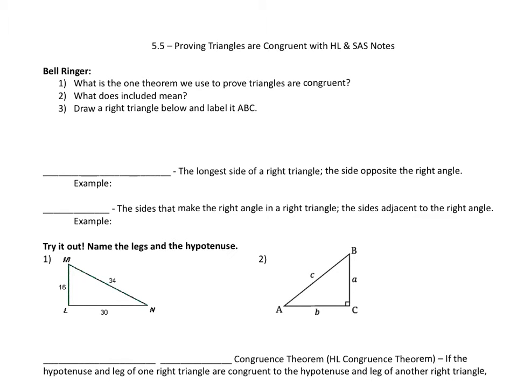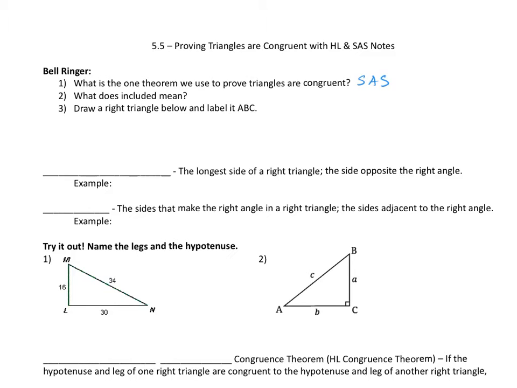Okay, today we are going over 5.5. Let's start off with our bell ringers. Number one, what is the one theorem we use to prove triangles are congruent? So far, we've only learned one theorem, and that is our side angle side theorem. So, side angle side theorem.